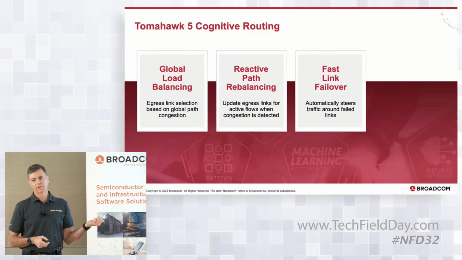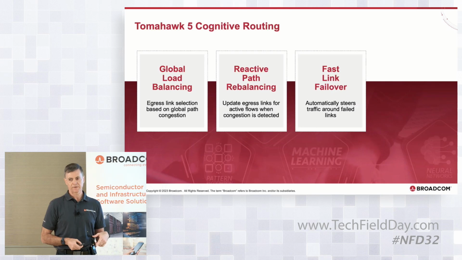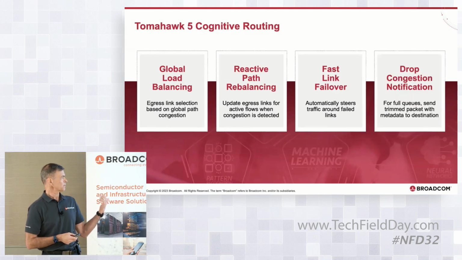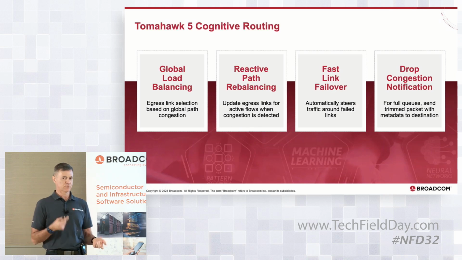We have fast link failover. With this switch, in less than 500 nanoseconds, we can automatically steer traffic around failed links. And then the final feature in this cognitive routing suite is DCN, or drop congestion notification. This is also known as trimming.